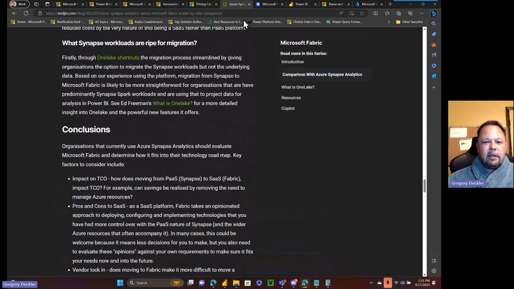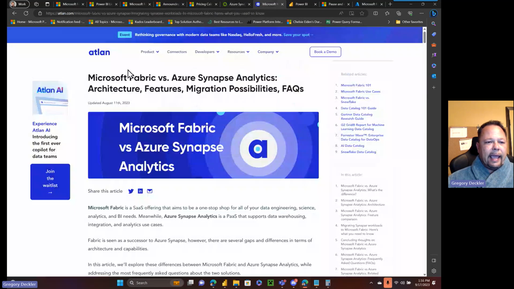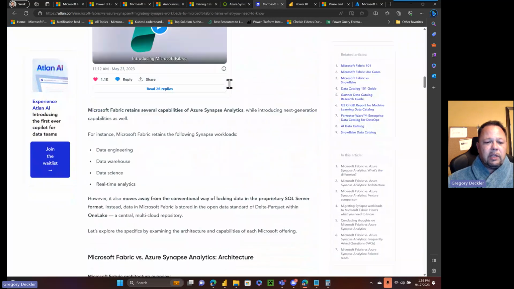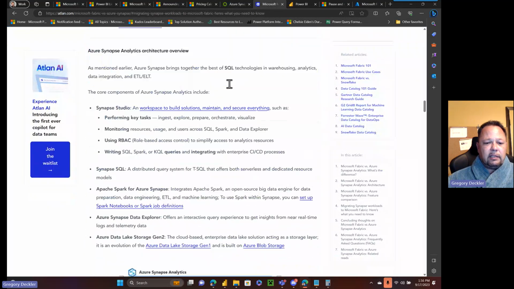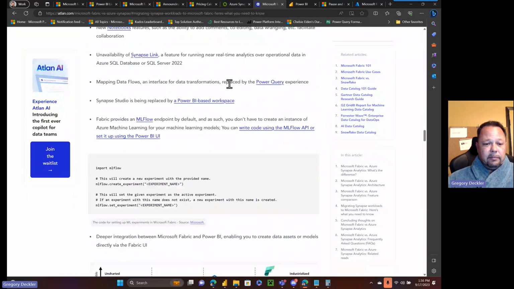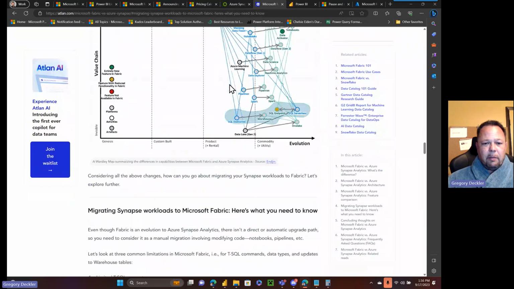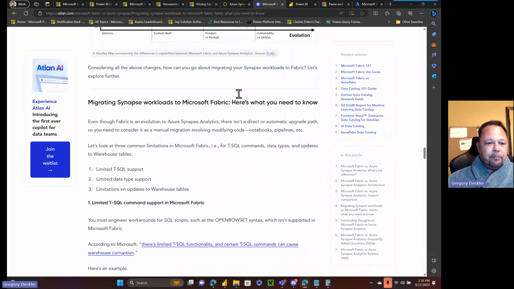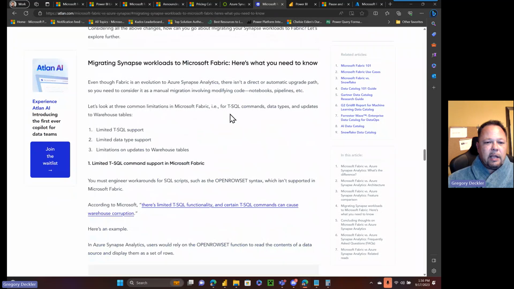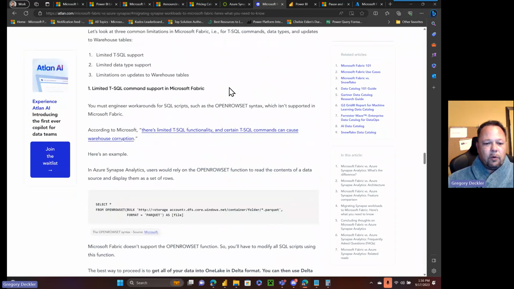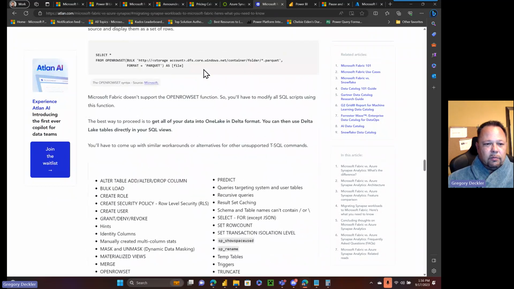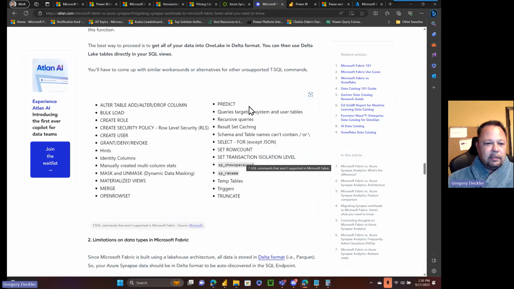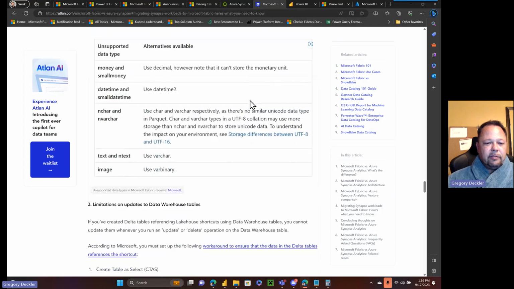The other one that I think is a good one is this one by Atlan, where it goes in and talks about some of the same things and some of the issues in terms of how you can actually get this stuff migrated, which doesn't look easy. I think it might have been written by the same individual because a lot of the diagrams are the same. So, migrating Synapse workloads, T-SQL support, and hey, OPENROWSET doesn't exist in Fabric, and these things don't exist in Fabric. So how do you migrate this stuff?